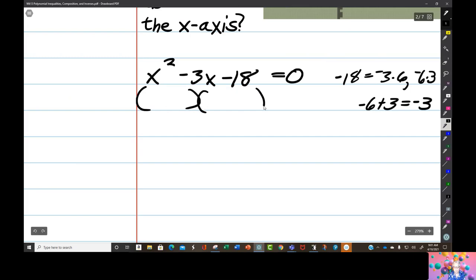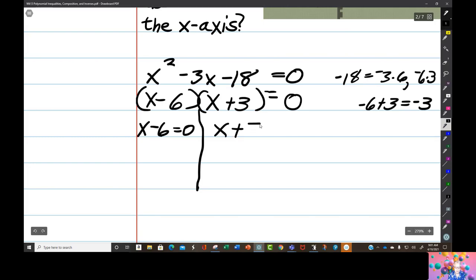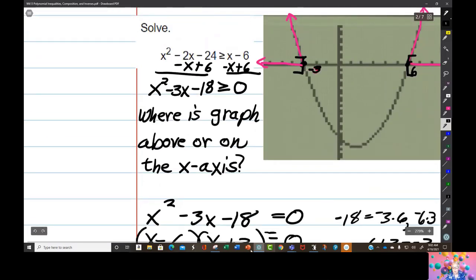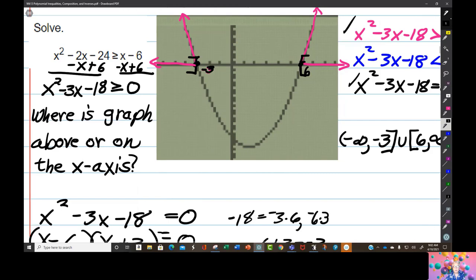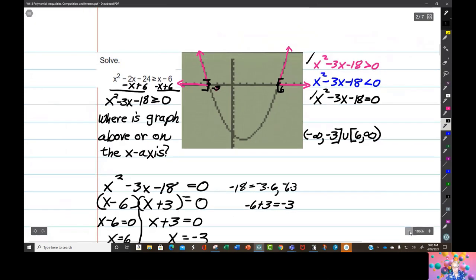So minus 6, plus 3. Whoop, wiggle. x minus 6 equals 0. x plus 3 equals 0. Add 6 to both sides: x equals 6. Subtract 3 from both sides: x equals negative 3. Yep. So that, I would declare, is definitely not difficult. Let me bring this down a little bit so you can see the whole thing.